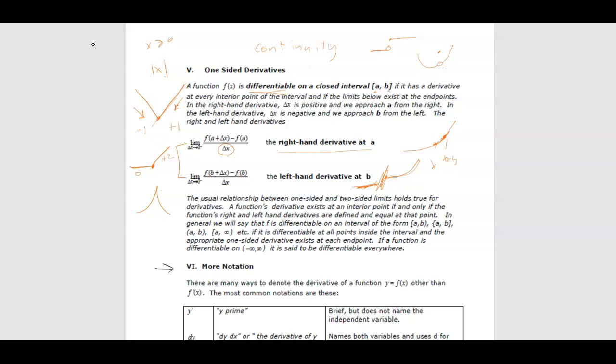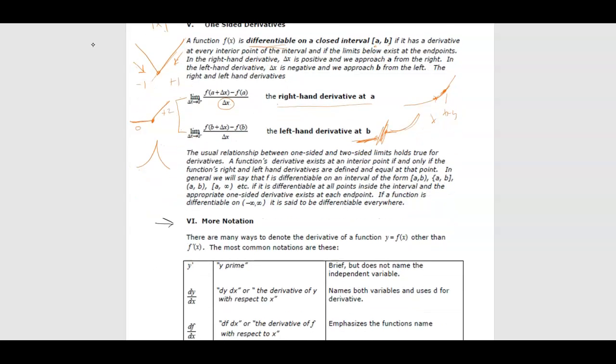Remember, derivative fundamentally is a limit process. If the left-hand limit and a right-hand limit don't match, you don't have a limit. So if a left-hand derivative and a right-hand derivative don't match, you don't have a derivative. Let's take a look at some more notation.